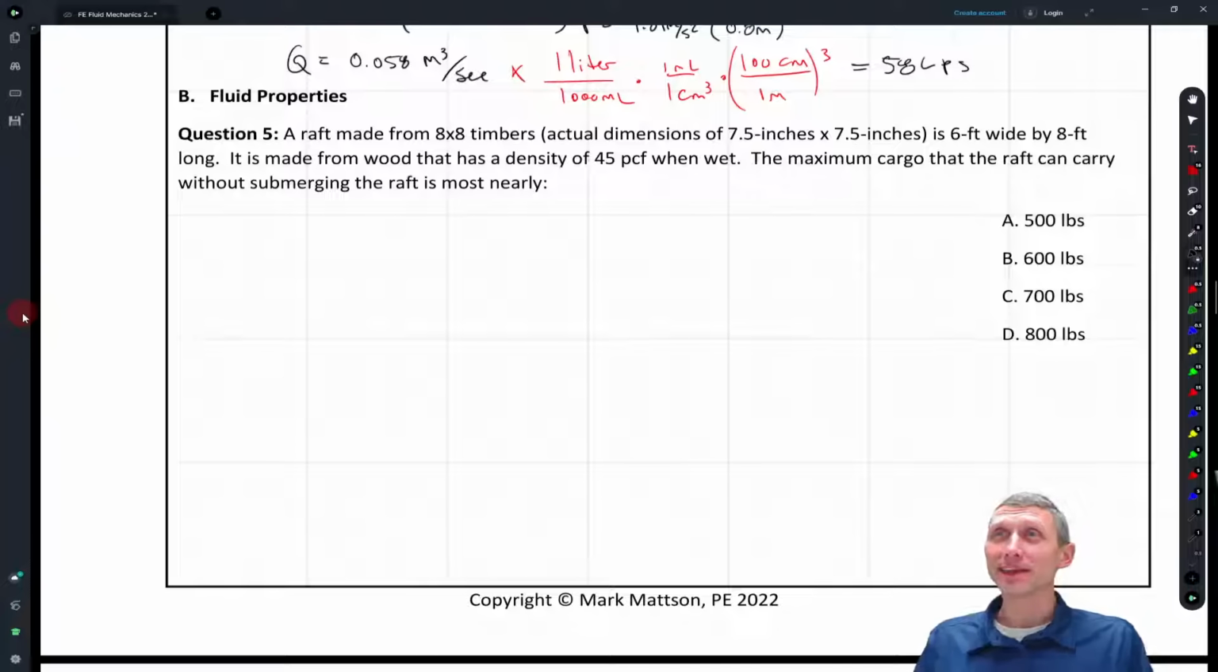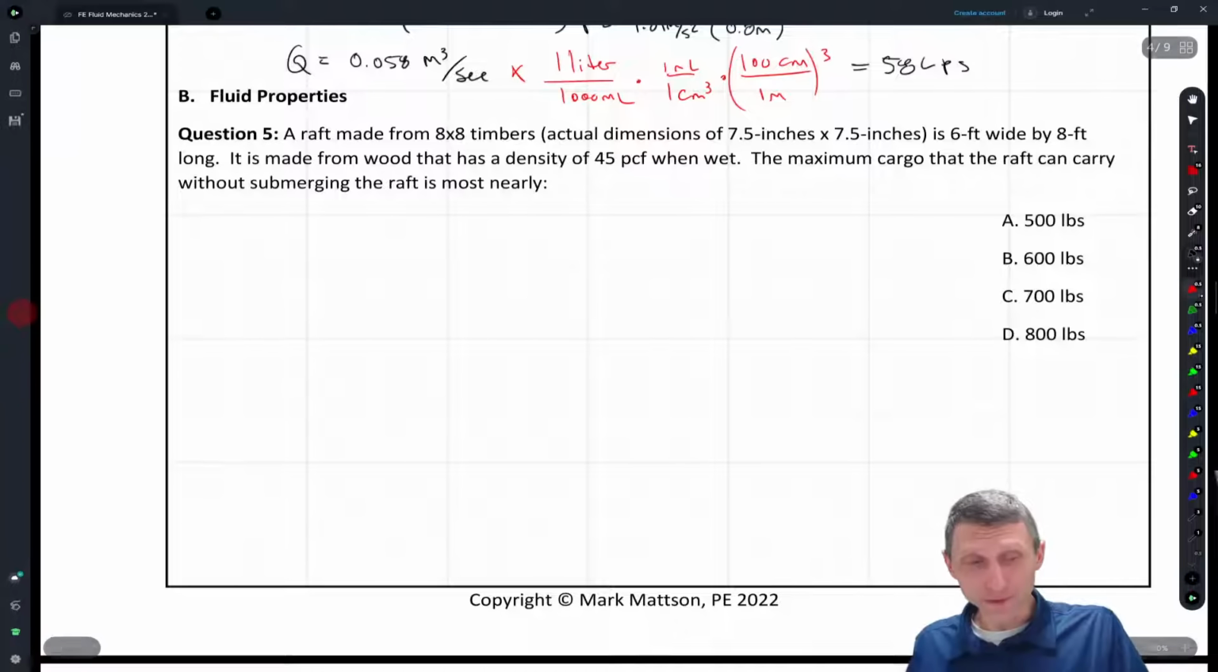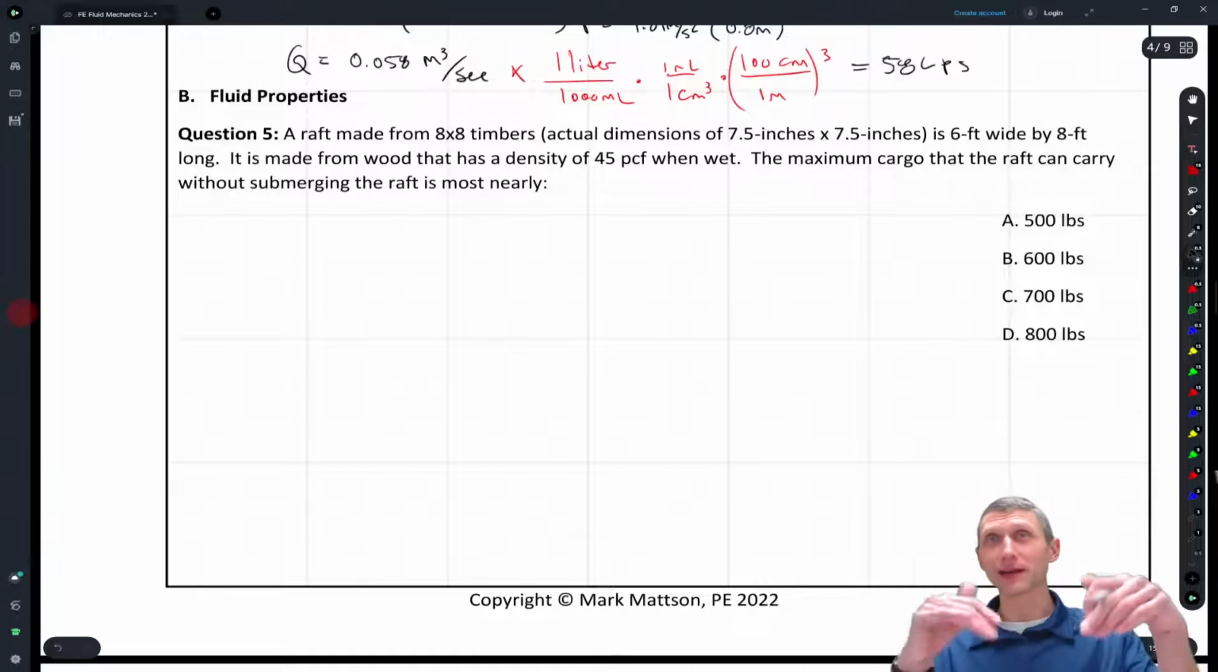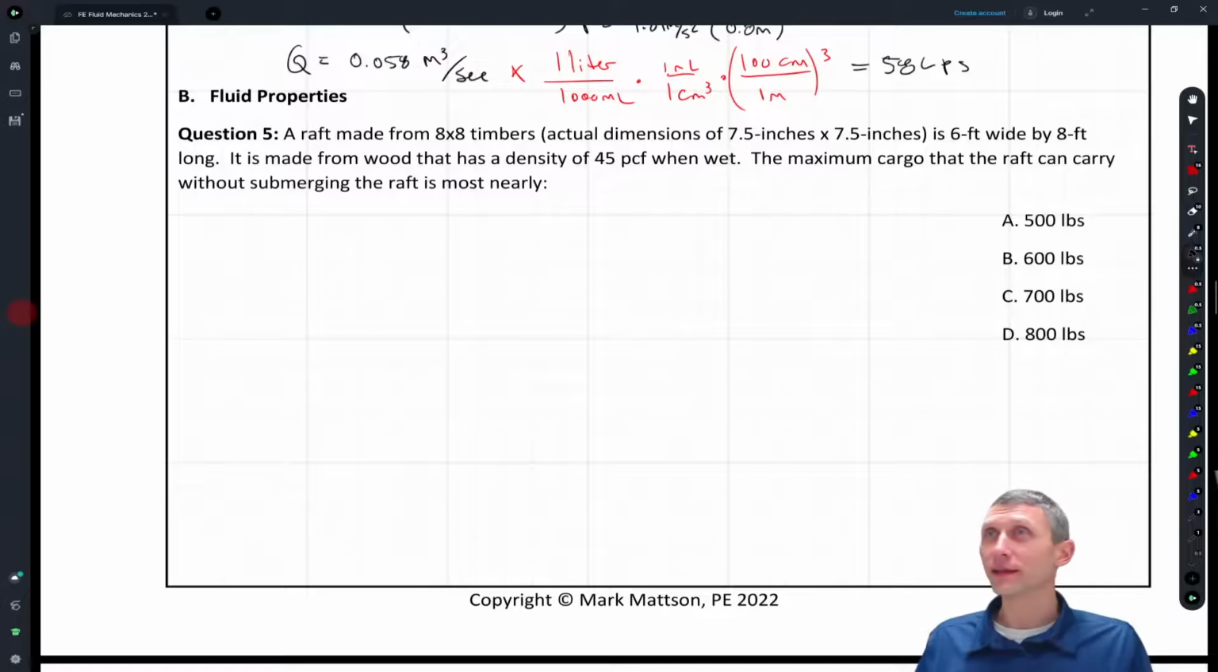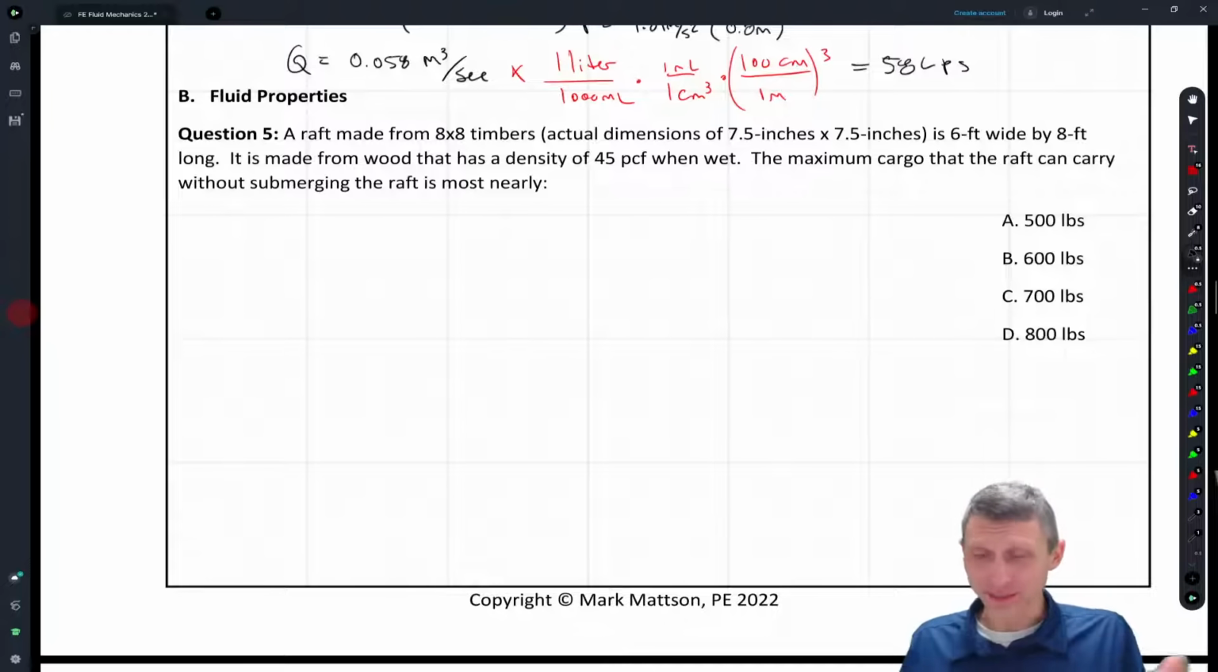Okay, so what do we got? We have a raft made from 8x8 timbers. So if you ever wanted to be Huck Finn and Tom Sawyer and just go floating down the Mississippi, I mean, it sounds exciting. And you should go read that book sometime. Maybe you shouldn't. I don't know, but it's a fun book. I'm probably gonna get comments, I hate that book. Whatever, that's all cool too. But this isn't about books. This is about the FE.